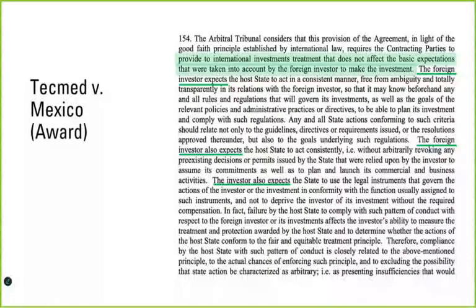The state has to provide to international investments treatment that does not affect the basic expectations that were taken into account by the foreign investor to make the investment. The investor also expects this. The moment you invest in a country, you have basic expectations to be treated in a certain way, that the legal framework stays in a certain way. If those expectations are not met, you could claim a violation of fair and equitable treatment.